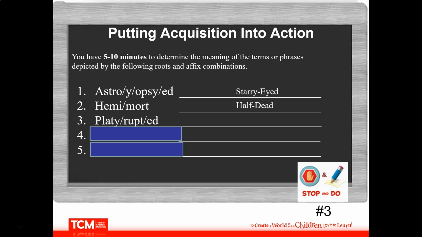Number 3 is actually my favorite, and in a lot of my trainings is probably the one that's the most missed. And with number 3, here we have the base platy, or P-L-A-T-Y, and then we have rupt, and then we add an ed to the end of that. And so very simply, when we put all these 3 together, the phrase that I came up with is flat broke. And so if you think about, like we said earlier, your working knowledge of these word parts.